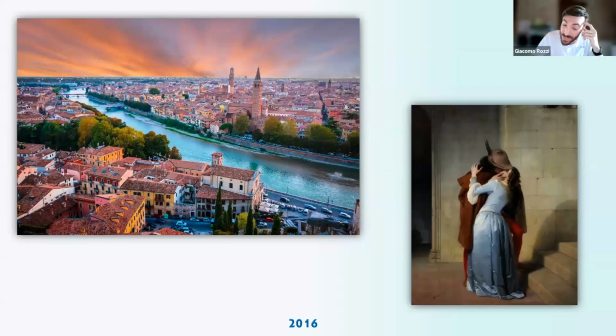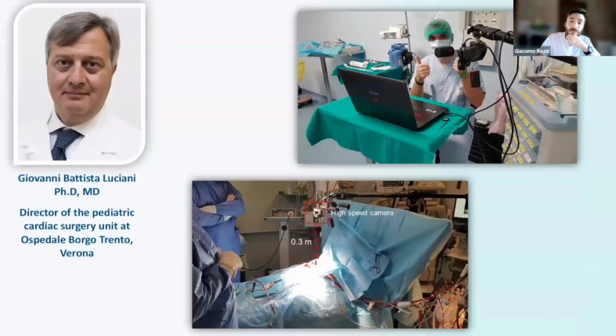Fast forward 30 years, in 2016 I started my PhD in the beautiful city of Verona, the classical city of Romeo and Juliet. During my PhD, my mentor was Professor Luciani, who is the director of the hospital's cardiac surgery, but at the time he was the director of pediatric cardiac surgery. So all my PhD was mainly to analyze the heart of children patients affected with congenital heart diseases.